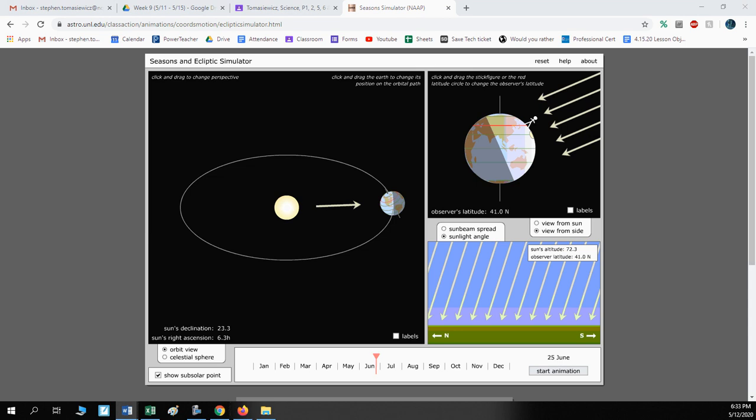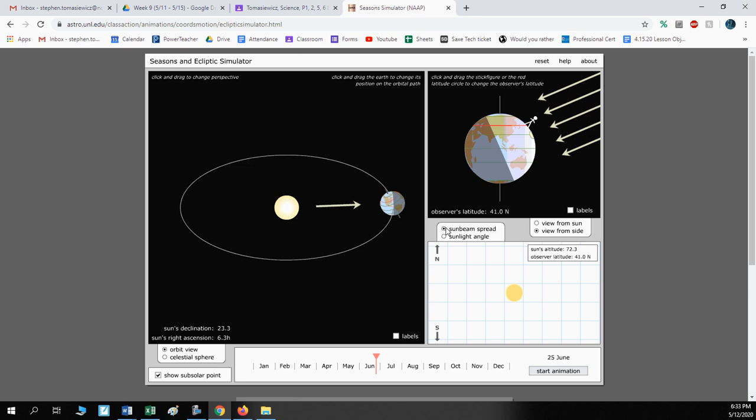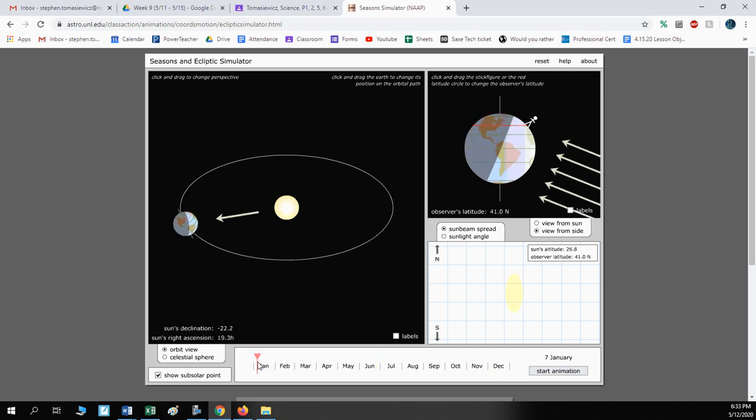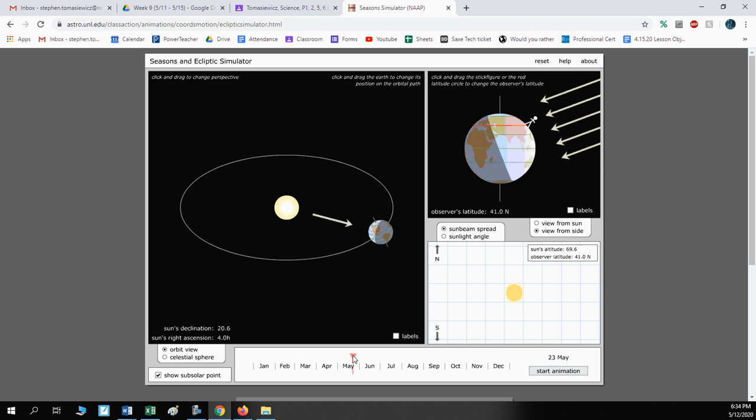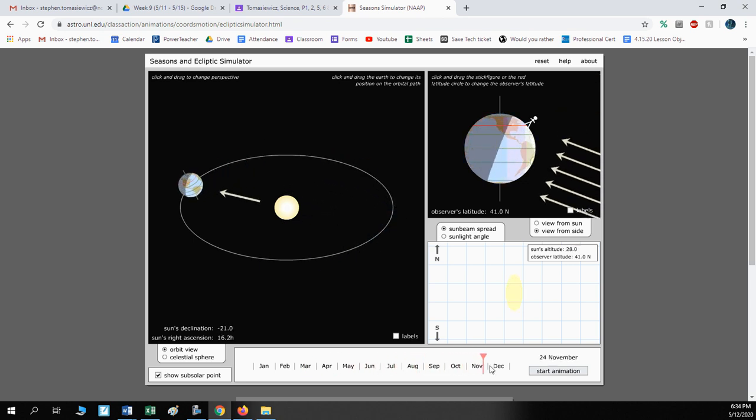Okay, change the bottom right screen to sunbeam spread. Okay. And have the globe complete 1 year. So I'm going to start it here, and we'll go 1 year around. And we want to keep an eye on what's happening with the sunbeam spread. And then record what you see. Okay, that was 1 year. I'll go back. I'll do it again.